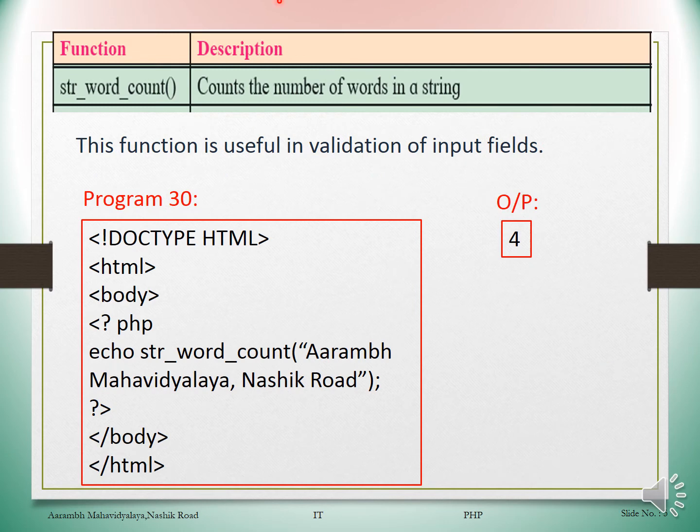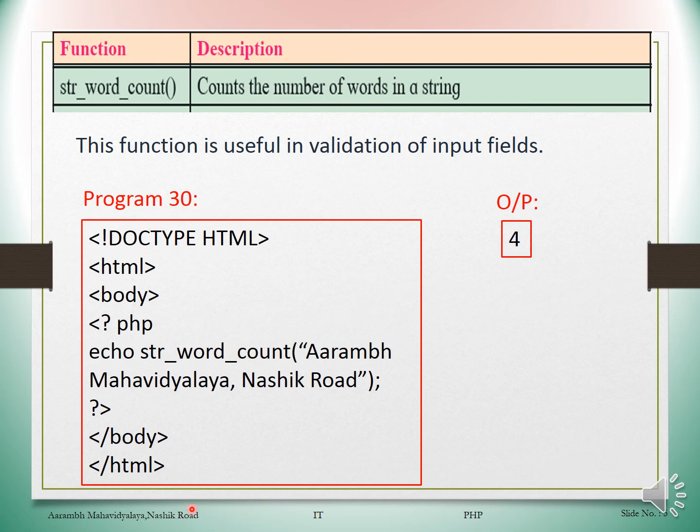Let's see one more, string word count. That means how many words you have provided in the string, that word count you have to display as output. It is useful in validation of input fields. Suppose you have to provide the first name, middle name and last name. In that case, whether the user has provided all the fields or not is checked or cross-checked by using this string word count function.